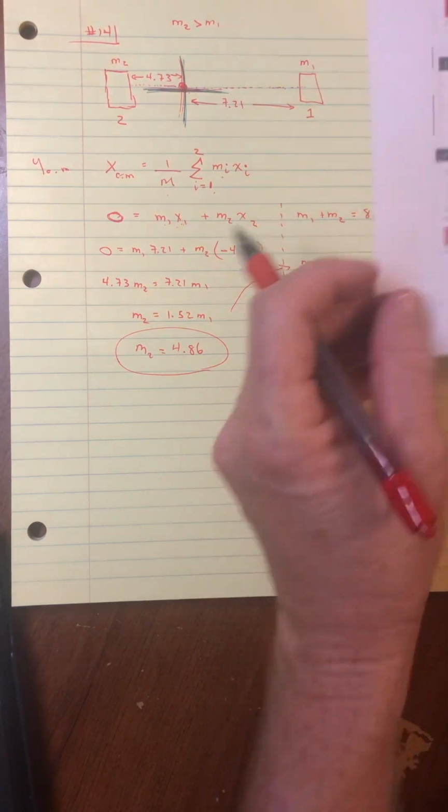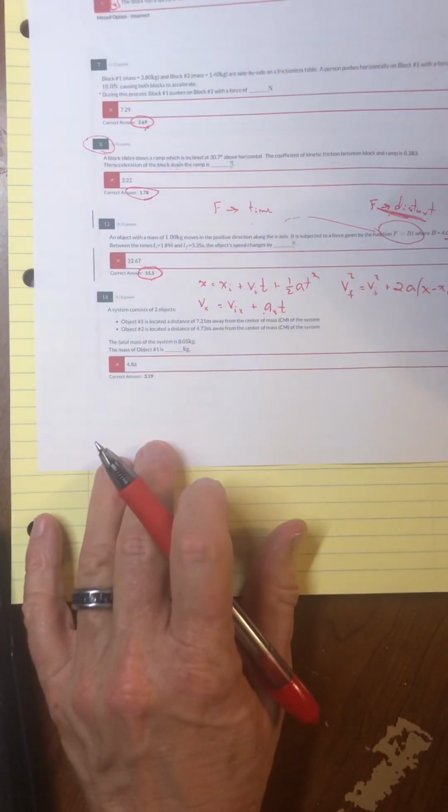And then coming back to the question, it says, what is M1? So M1 would be 3.19, and sure enough, there's the answer.